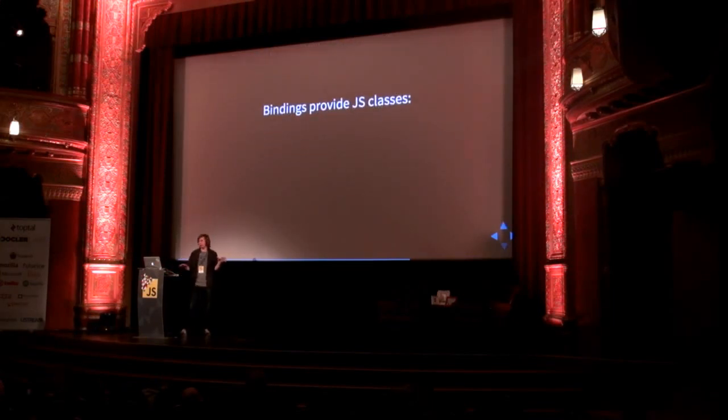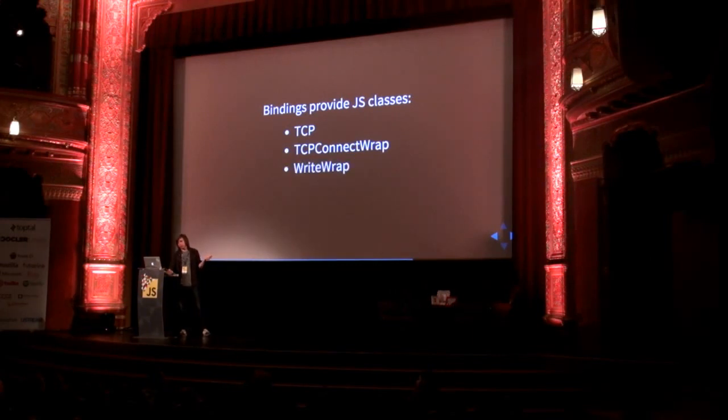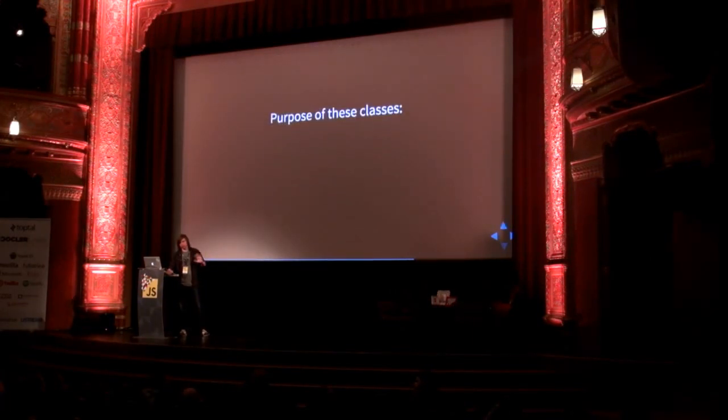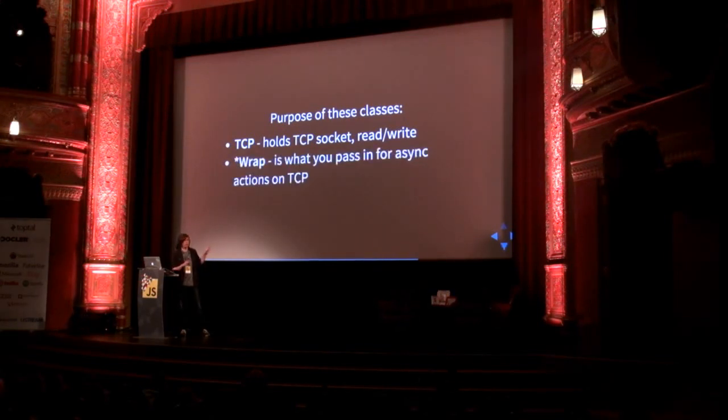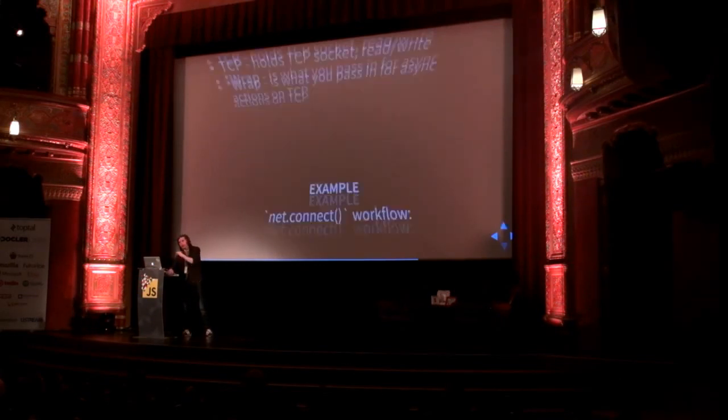These bindings provide the following JavaScript classes: TCP, TCP connect rep, write rep, and shutdown rep. The purpose of these classes is the following. TCP holds the socket itself, and it has methods to perform reads and writes on it. And rep is something that you pass in to the TCP instance when you want to do some asynchronous stuff. So it's kind of a request, I don't know.